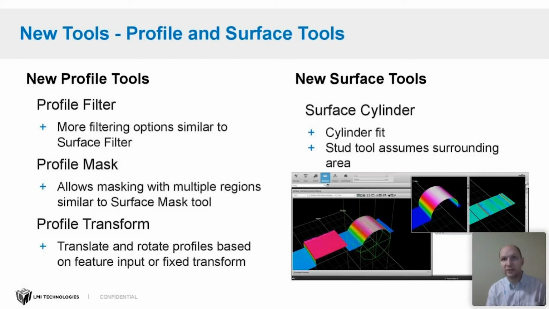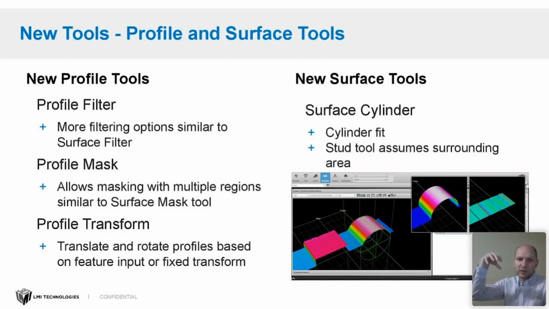We're also adding the surface cylinder tool. It does exactly what you would expect, performs a cylinder fit on the data within the region. So this is a lot more generic than what we've supported in the past using the stud tool. You can still use the stud tool, of course, if you're looking at studs.